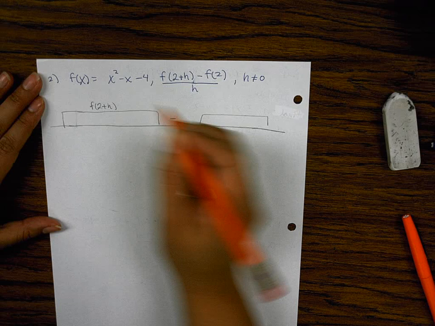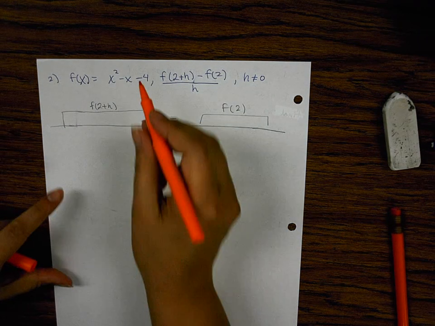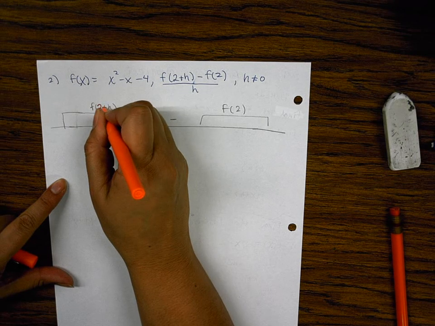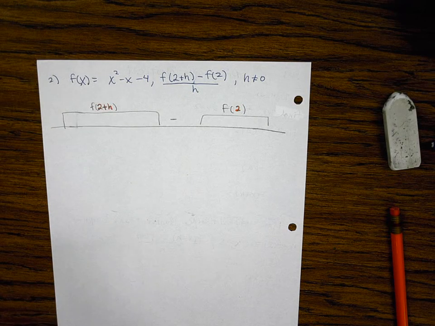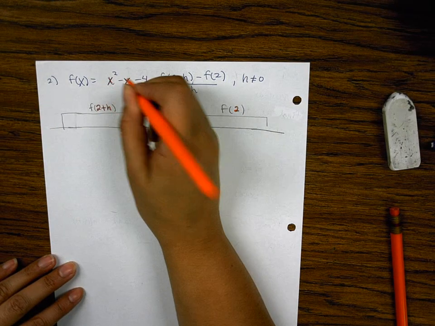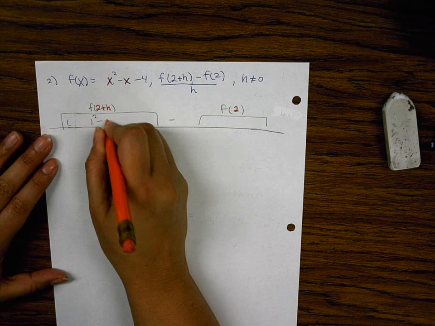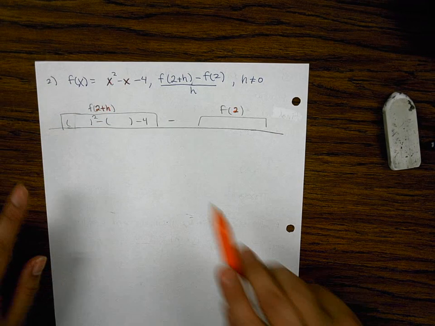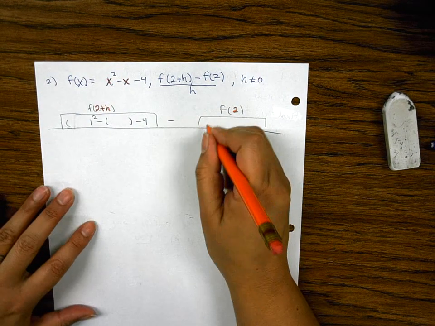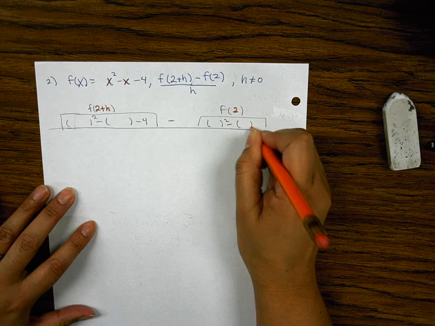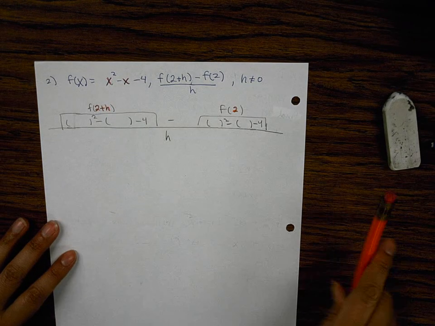All right. So this first one is the f of 2 plus h, and the second one is f of 2. So I'm going to take this function right here, and all the x's I'm going to put 2 plus h, and then over here in all the x's I'm going to put in its place a 2. So I like to do what I said earlier and just put in blanks. Blank squared minus blank minus 4. Do you see how that worked? And over here I'm going to do the same thing. Blank squared minus blank minus 4.